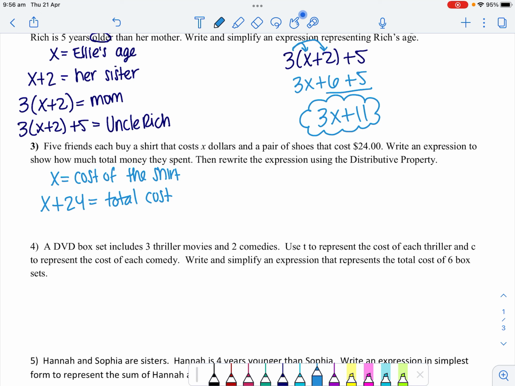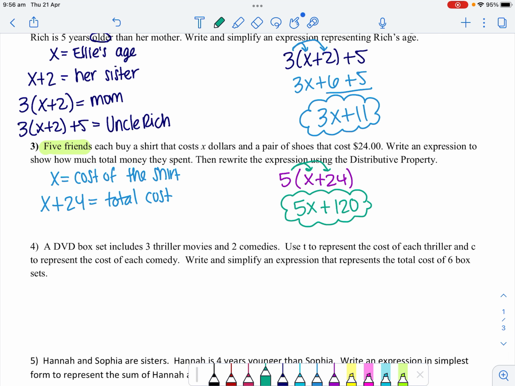It says write an expression to show how much total money they spent. Well, I'm going to talk about all 5 friends that bought these shoes and this shirt. So 5 people bought shoes and a shirt. To simplify, I'm going to distribute. So 5x plus 120. Now this one says then rewrite using the distributive property. I wrote my expression that included the distributive property first and then simplified that expression.